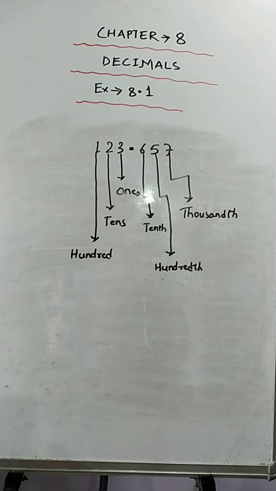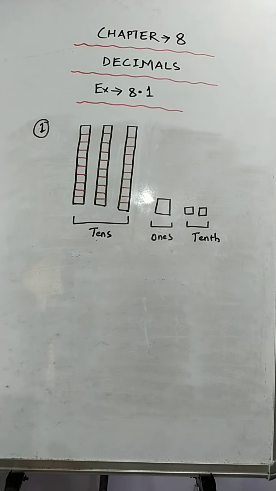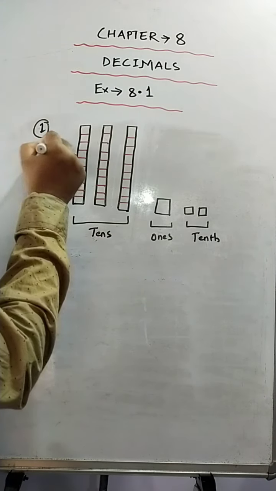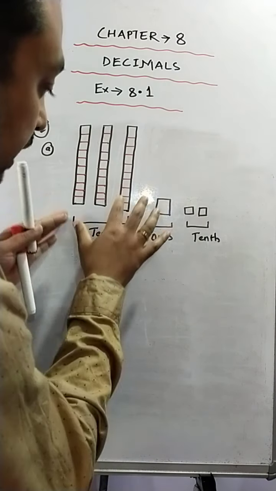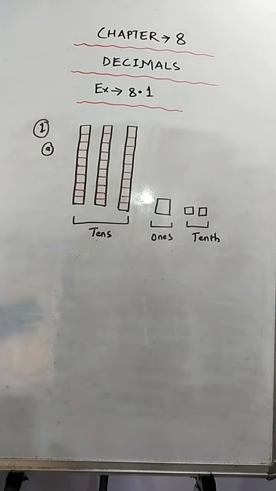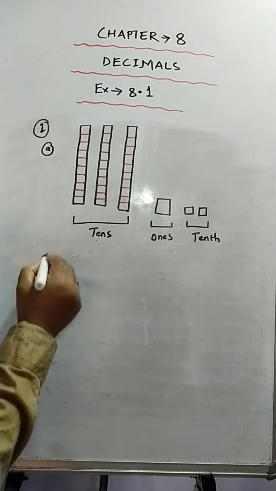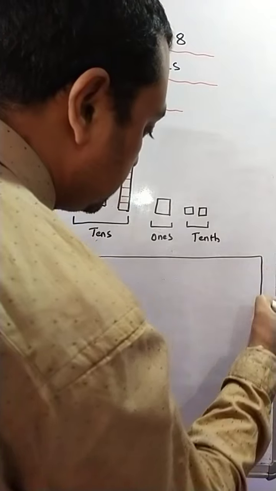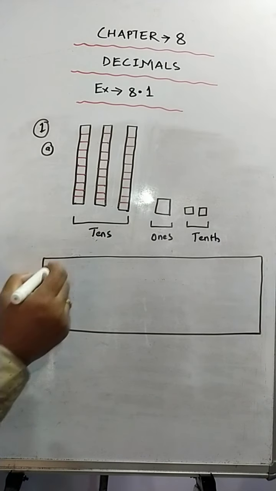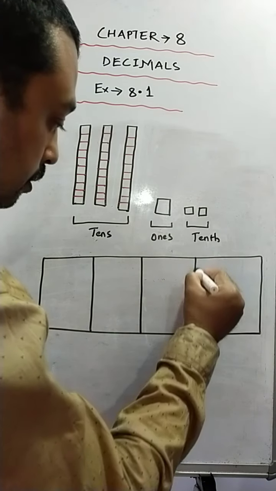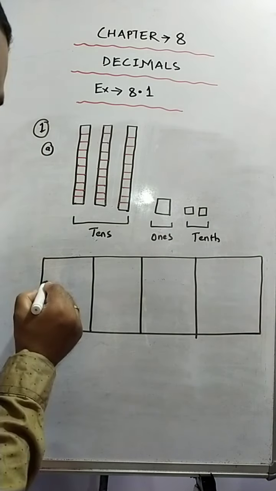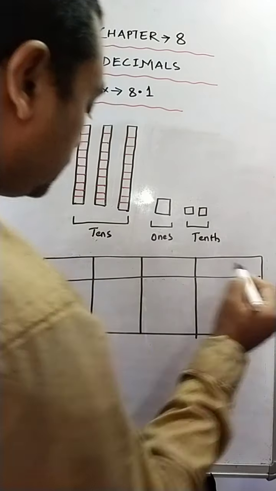Okay, so let's move on to question number 1. According to the first sum of question number 1, this type of figure is given. Now you have to write this in decimal form just by drawing a table. How to draw the table? For this, you have to make a rectangle box like this, and you have to make 4 columns: 1, 2, 3, and 4. Okay. Now, in the first column, you will write 100.